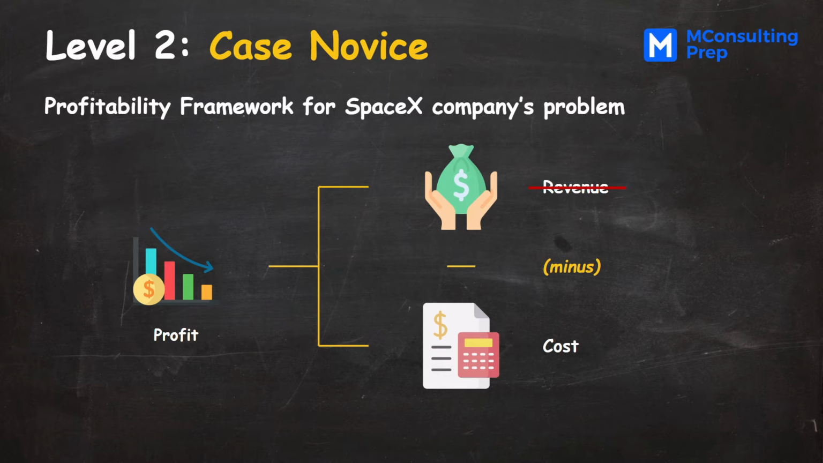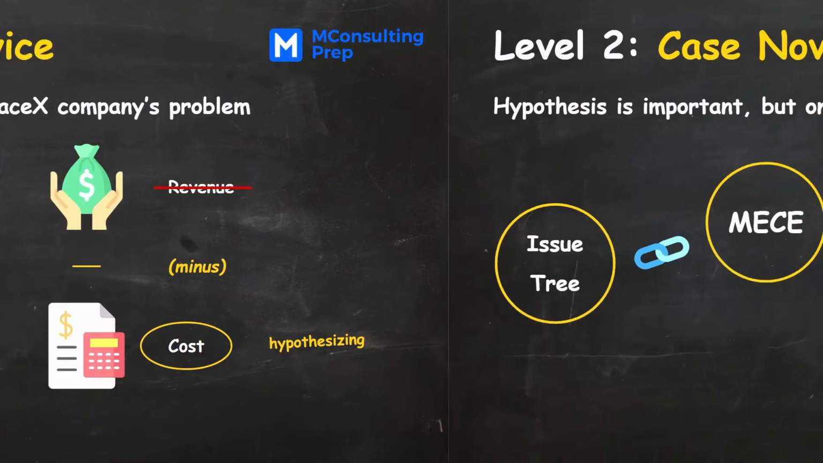When picking a branch to test, regardless of using the word or not, we are actually hypothesizing that the root cause is in that branch. This is why many people refer to this whole consulting methodology as the hypothesis-driven approach. That's not wrong, but now as you see the big picture, you understand that hypothesis is important, but it can't live without a sound issue tree.